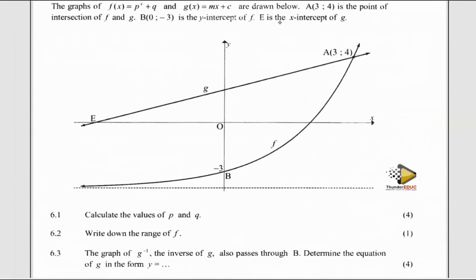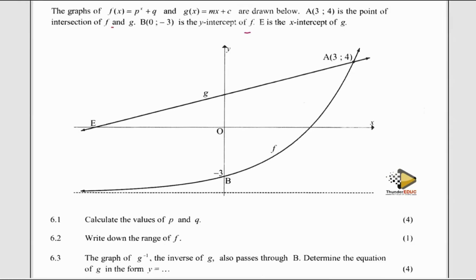Question number 6, okay. The graphs f of x is equal to p to the x plus q and g of x is mx plus c are drawn. A is (3, 4), the point of intersection of f and g. We have point P, which is (0, -3), the y-intercept of f, and then the x-intercept. Okay, calculate the values of p and q.